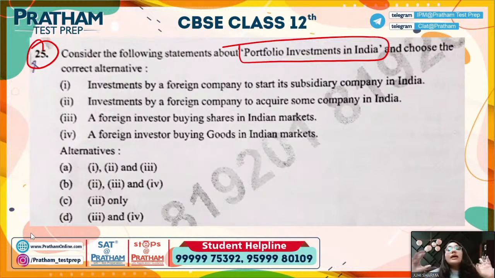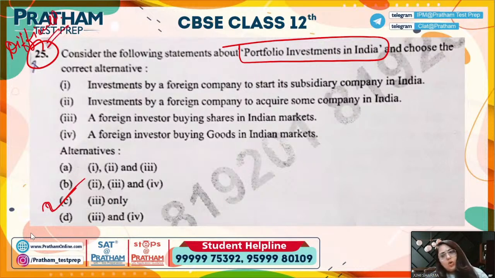Generally, if we talk about portfolio investment, it is not related to goods and services, it is related to shares. Okay, so buying shares in the Indian market by foreign investors is included in portfolio investment. So basically in portfolio investment, buying shares in the market by some foreign investors, that is the right answer. So that is option C. Again, I would say it is a difficult level question, moderate to difficult.